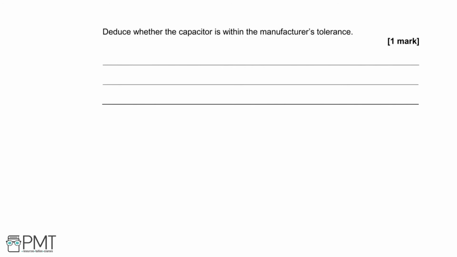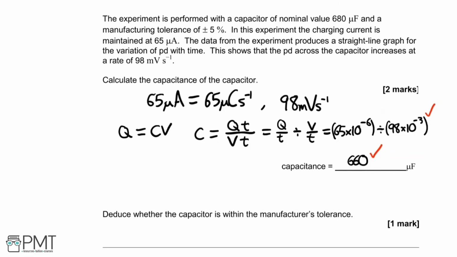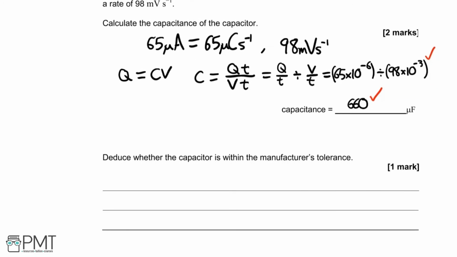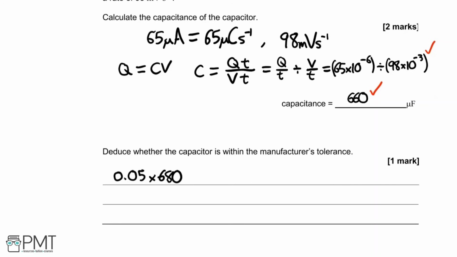Deduce whether the capacitor is within the manufacturer's tolerance. Now, we've obtained a value of 660 microfarads, and what we need to work out is whether that falls within that tolerance range of 680 plus or minus 5%. So 5% of 680 is going to be 34 microfarads. So actually, that value can be anywhere between 646 and 714. Because 660 is within that value, then it is within the manufacturer's tolerance.